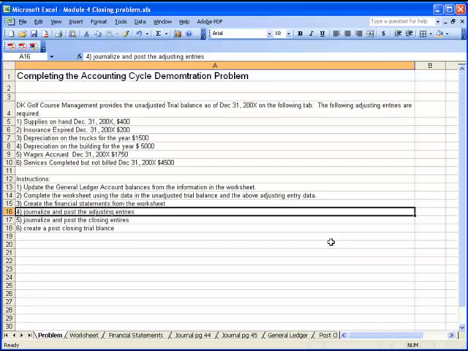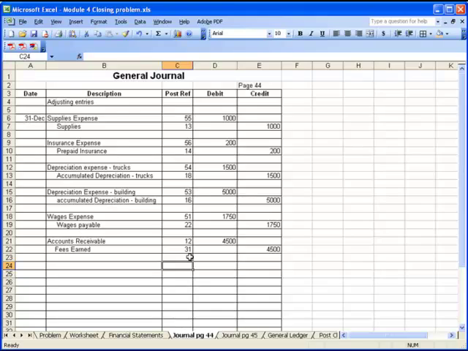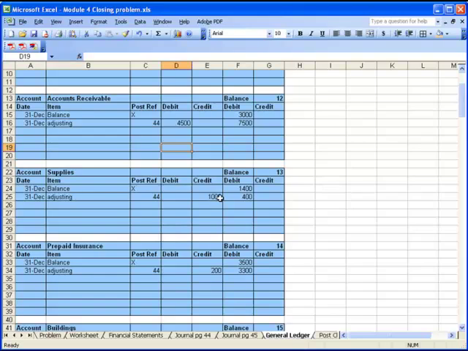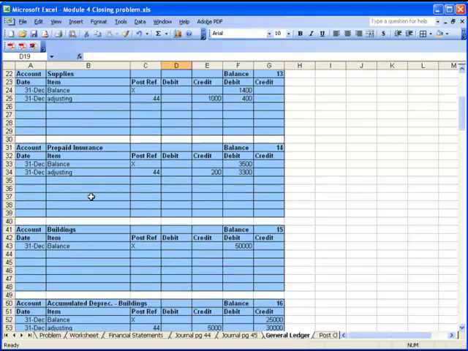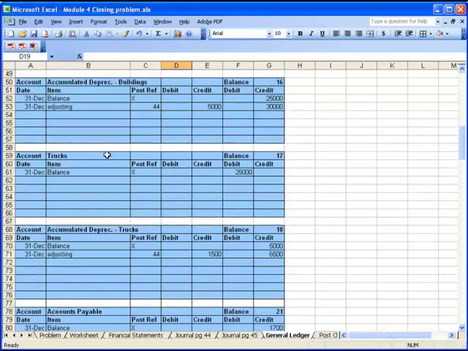Okay, we're back. We finished the posting process, and let's go back and review. Back here is our adjusting entries. We see that all of them have been posted. I know that because of the posting references being filled in here. And if we look at our general ledger accounts and review them, we see here we had the adjusting entry to accounts receivable, noted as adjusting. Here's our supplies adjusting entry. We've updated the balances. So each place we see an adjusting entry, we have new balances in those accounts.